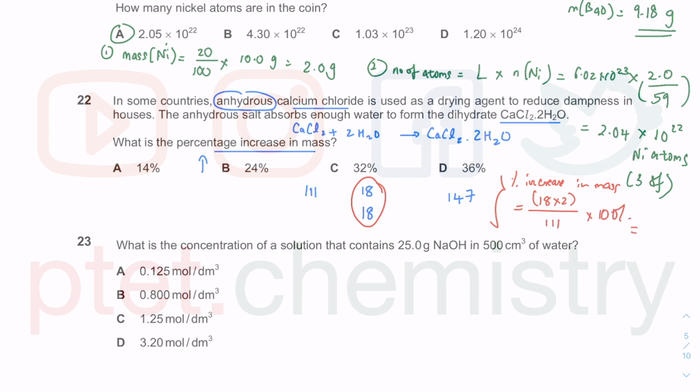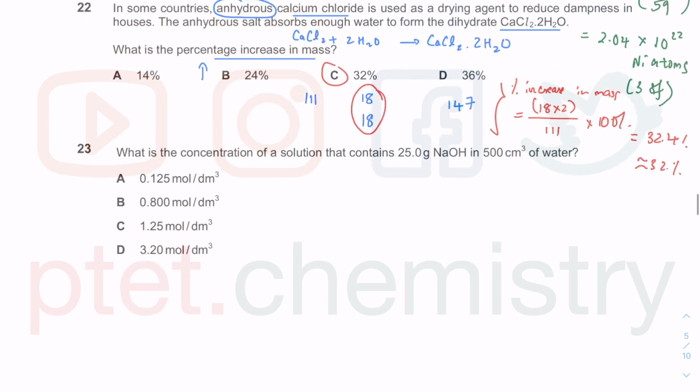So 36 divided by 111 times 100%, you get 32.4%, give or take 32%. There's option C there.